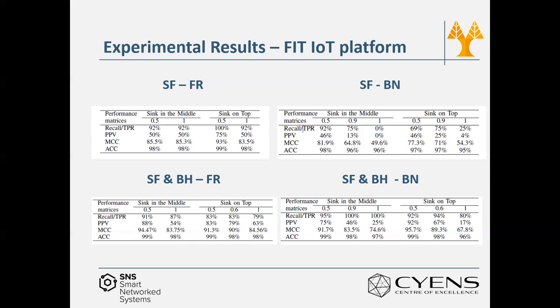The selective forward and black hole attacks, BLR models evaluated at the IoT platform, had in certain cases better precision values compared to the simulator results. The black hole forward duration with threshold above 0.5 had a precision of 88% and 83% in the sink in the middle and sink on top topologies. The selective forward black hole block node models achieved the highest performance values when the decision threshold was set to 0.5.